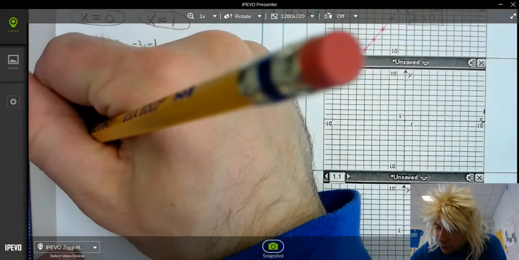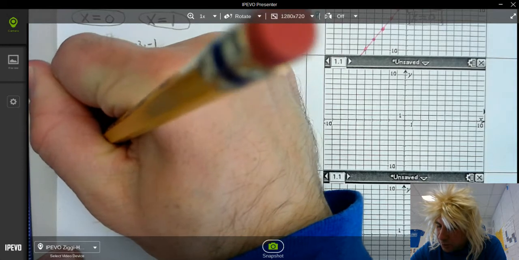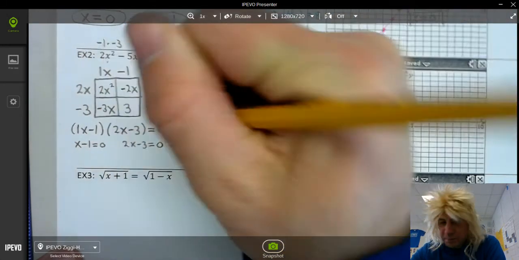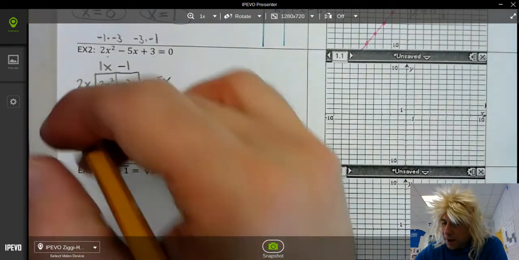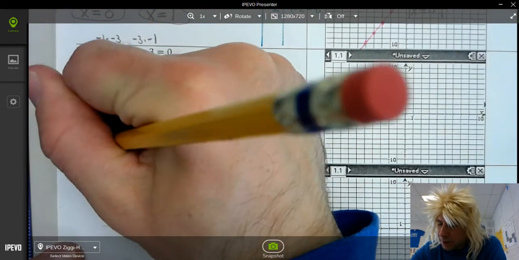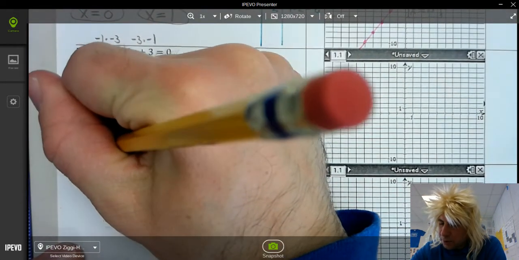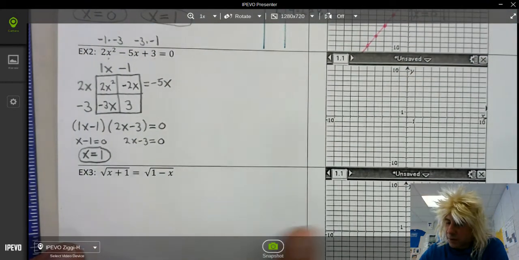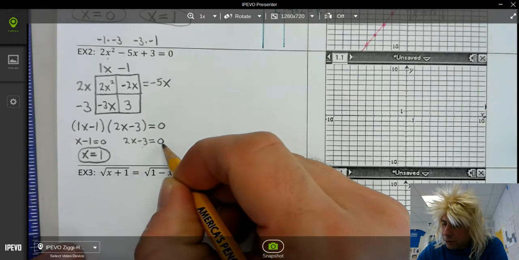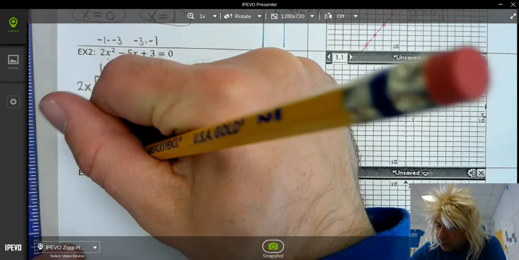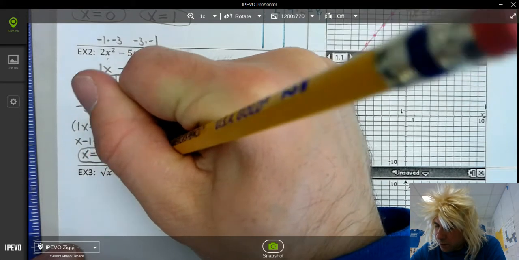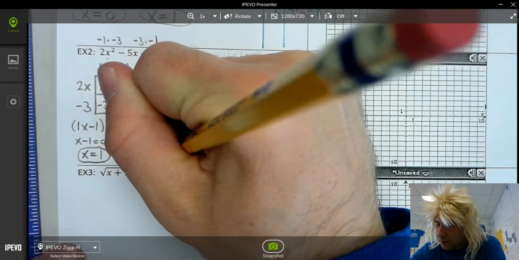We're going to set each of these equal to 0, so x minus 1 equal to 0, and 2x minus 3 equal to 0. We add 1 to both sides, x equals 1. There's one solution. Remember, we know we're solving a quadratic, so we know it's going to have two solutions. Okay? Here we add 3, divide by 2, so x equals 3 divided by 2, which we know is 1.5.